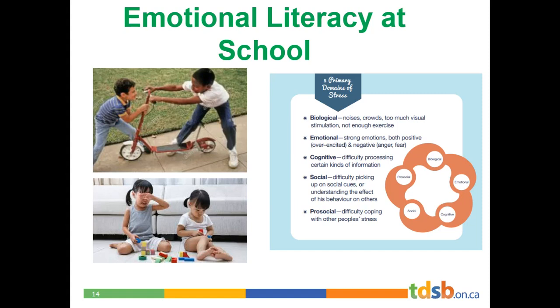So first, let's look at the social domain. They may be having trouble reading nonverbal communication, and they might often misinterpret others. In the prosocial domain, they may be picking up a lot of the stress from their parents, financial or marital stress. In the cognitive domain, maybe they don't have the language skills to express feelings and negotiate with peers. In the biological domain, they may not sleep well at night. And finally, in the emotional domain, maybe they experience very strong emotions during social experiences.